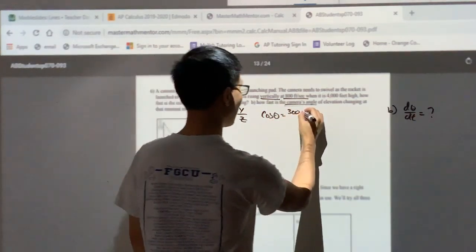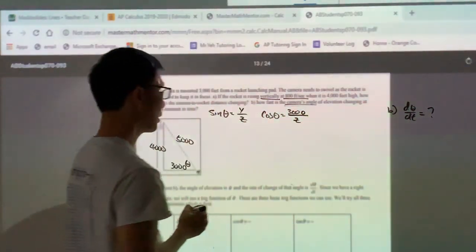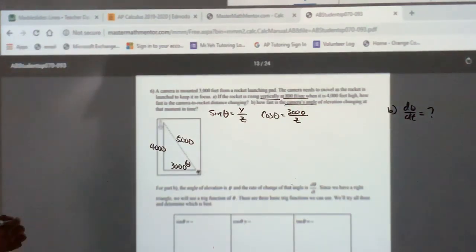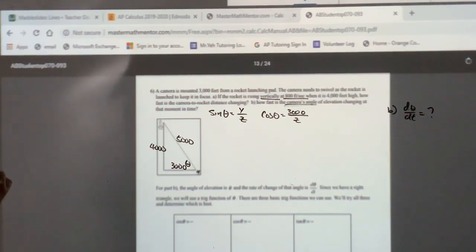3,000 over 5,000 over z. But in this case, I don't like this one as well because the 3,000 is on the numerator. I want that 3,000 to be on the denominator. So that's probably not a good choice.